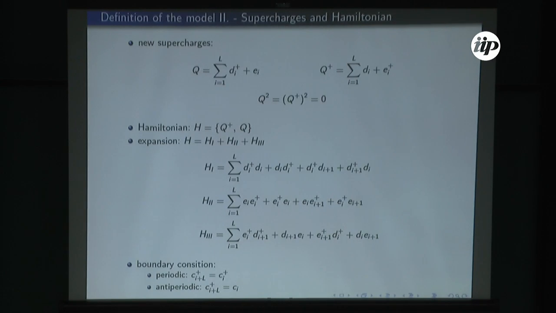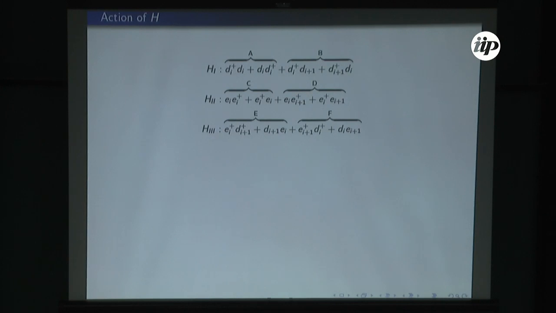So the main question: what are these terms which are in this H1, H2, and H3? Which are the processes which are described by these terms? So I group them into six groups, and let's go through it. So this A term is an energy term. It counts the number of 0, 1, 0 and 0, 0, 0 strings.